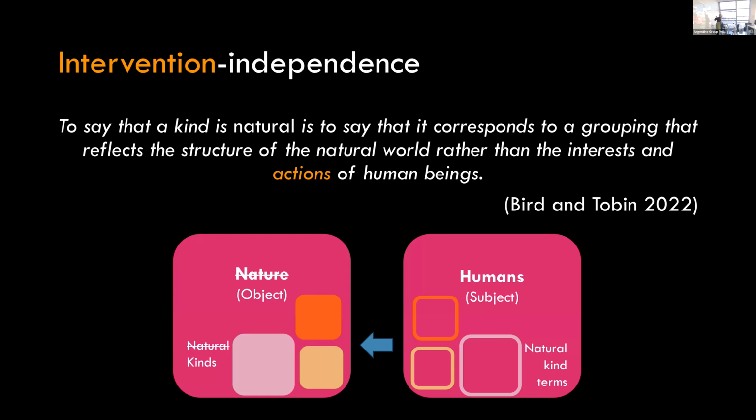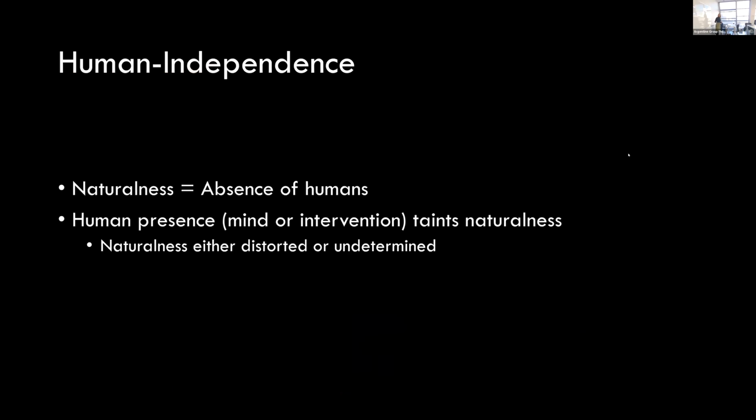So this kind of idea of human independence is fairly restrictive in scope, and depends on this very dichotomous view of humans and nature. So we've got naturalness, which is basically construed as an absence of humans. As soon as humans meddle with the concepts, as soon as humans meddle with the world, that naturalness goes away. So we are tainting naturalness by our presence, and from that it follows that naturalness is either distorted or undetermined. And this is true both for the intervention dependence and for the mind dependence.